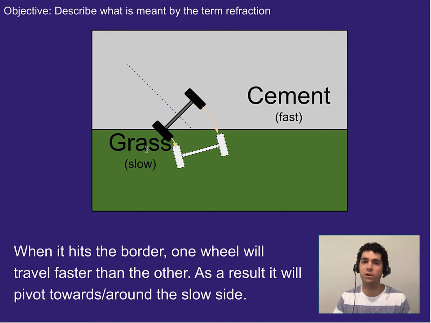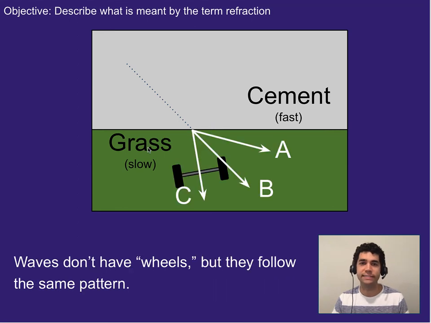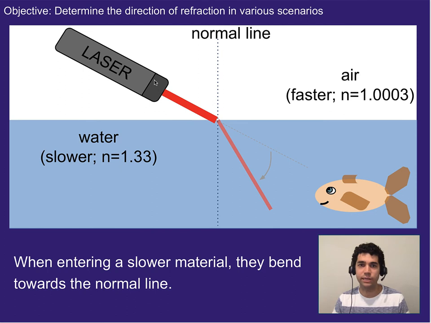So you might be like, Mr. Canning, why are we talking about wheels and cement and wagon wheels or Lego wheels? Well, the reason why is because light does the same thing. So in this case, if we look at laser light going from air to water, or it could even be sound, basically we can use that wagon wheel principle to figure out what direction waves are going to bend.